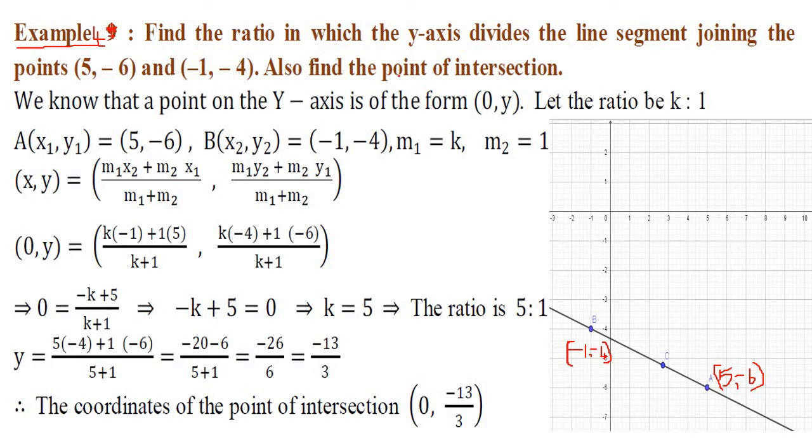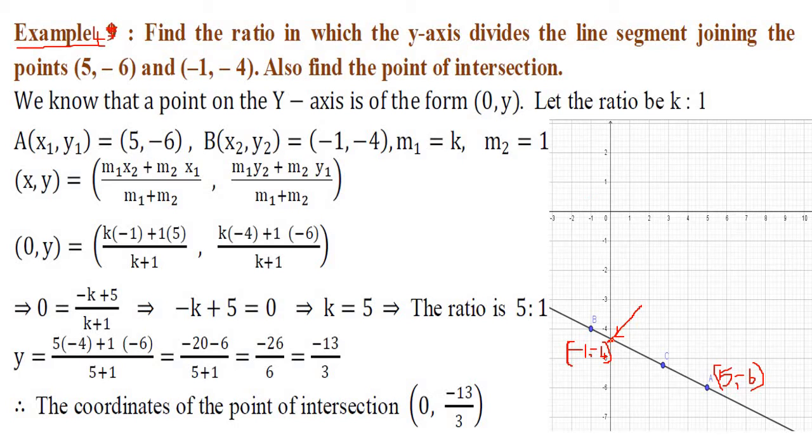So here what we have to find? We have to find the point of intersection. So this point has to be found. So this is the point where we have to find. So how to find? Here the point A is given and point B is given.